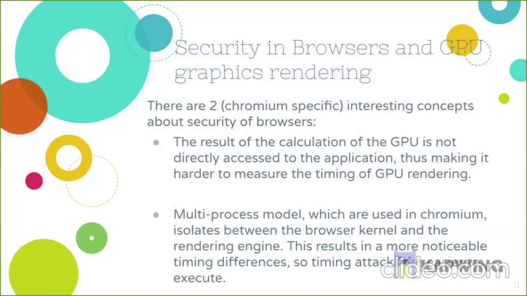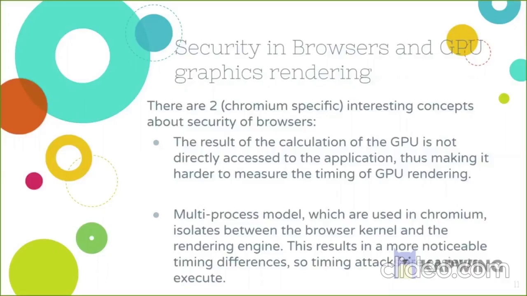Next, we have security in browsers and GPU graphics rendering. Specifically, we will talk about the Chromium browser, which has two interesting concepts. The first one is that when a GPU is used to perform a calculation about graphics rendering, the result of the calculation is not directly accessible to the application or the browser. So it makes it harder to measure the timing of the GPU performing the rendering operation, which makes it harder to perform a timing attack.